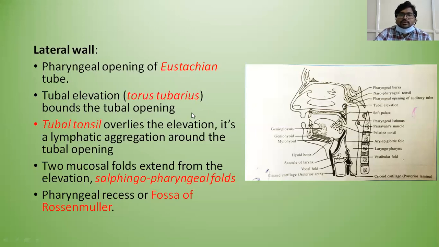Further posterior superior to this tubal elevation or torus tubarius, you can see a lymphatic aggregation in this area. This is known as the tubal tonsil.